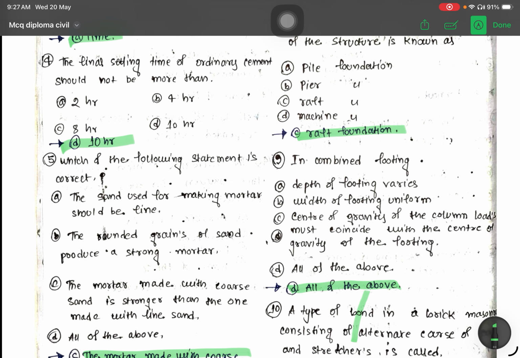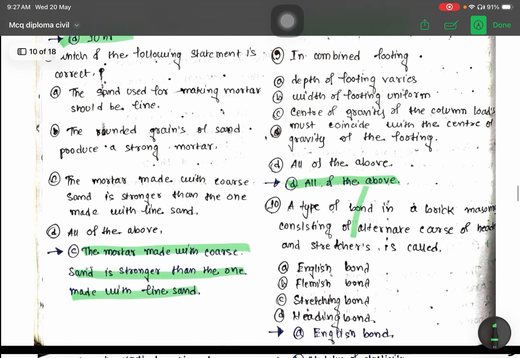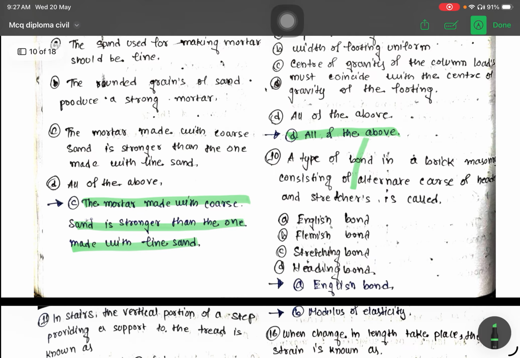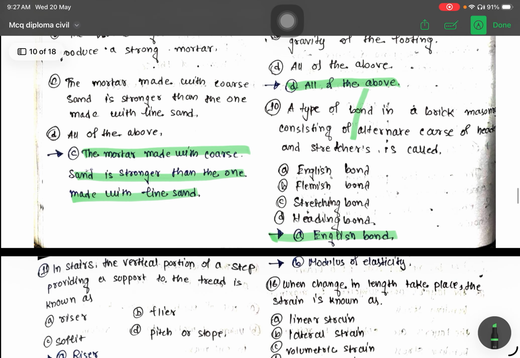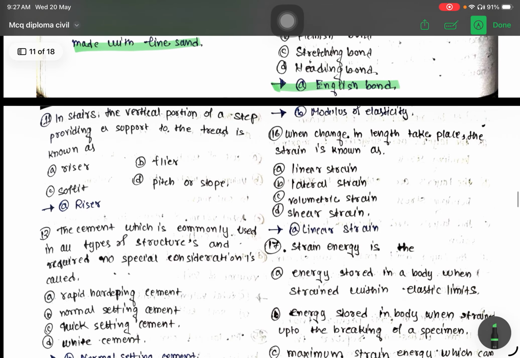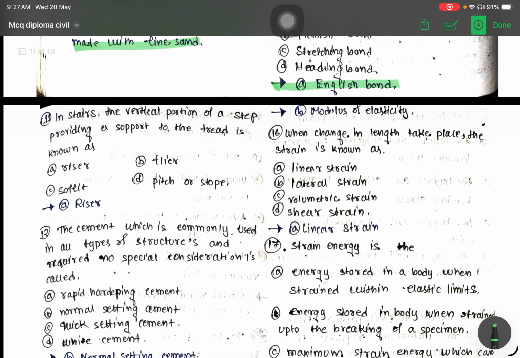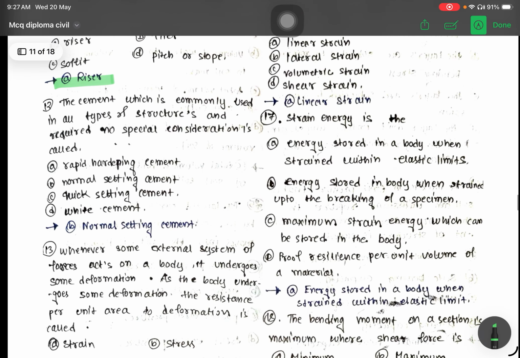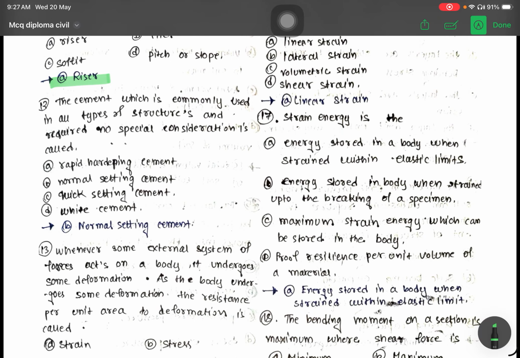center of the all of these are correct. A type of bond in a brick masonry consisting of alternate course of header and stretcher is called English bond. In stair, the vertical portion of the stair providing a support to tread is known as riser. The cement, which is commonly used in all types of structure and requires no special consideration, is called normal setting cement.